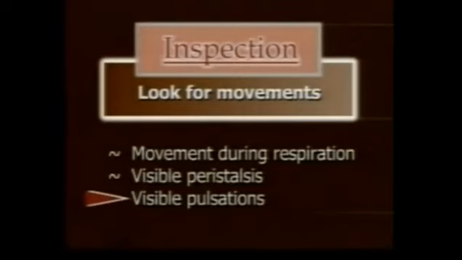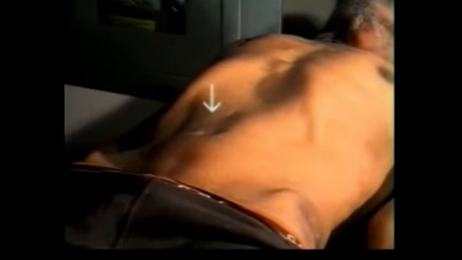Lastly, look for visible pulsations. Aneurysm of abdominal aorta, as seen in this patient, is pulsatile. If a lump is in the epigastrium or umbilical region, that is overlying the abdominal aorta, it may show transmitted pulsations from the abdominal aorta. The lump itself is not pulsatile. These pulsations will disappear in the knee-elbow position when the lump falls away from the aorta.